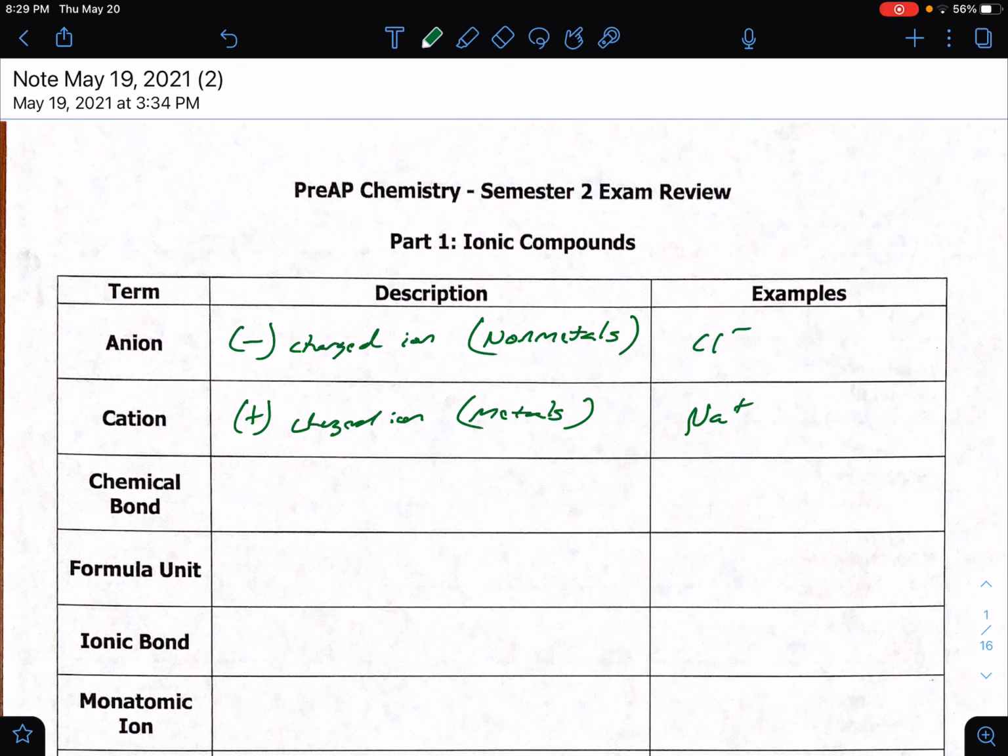Okay, a chemical bond, that is just the attraction between two or more atoms. There are multiple types of chemical bonds, so I don't really have examples for that. I just put many types. They all basically deal with sharing electrons or taking electrons, and we're going to get more into that as we get into this unit.